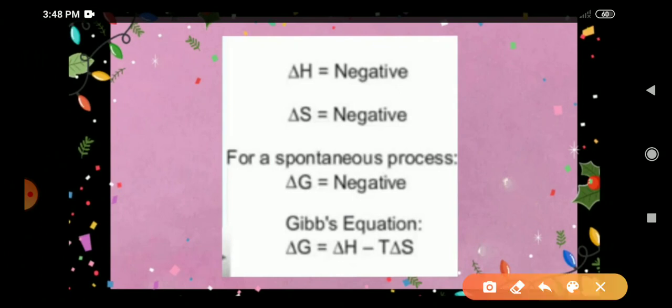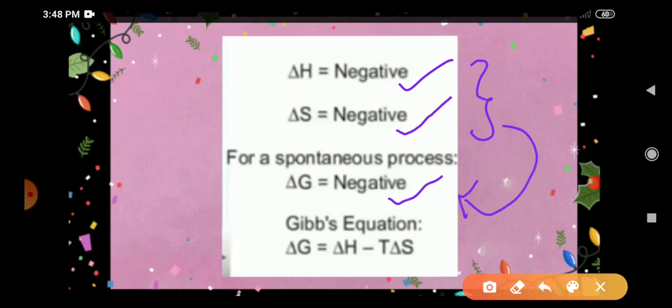And when the process is exothermic, we can say that delta H, that is enthalpy change, will be negative. Since the particles of adsorbate are attracted by the surface particles of adsorbent, these adsorbate particles have less tendency to move freely. That means its entropy decreases. So the change in entropy, that is delta S, decreases. Therefore, we can say it is negative. And last year we have learned that in order for a reaction or process to be spontaneous, delta G should be negative. So let us see, when these two values are negative, how delta G will be negative.